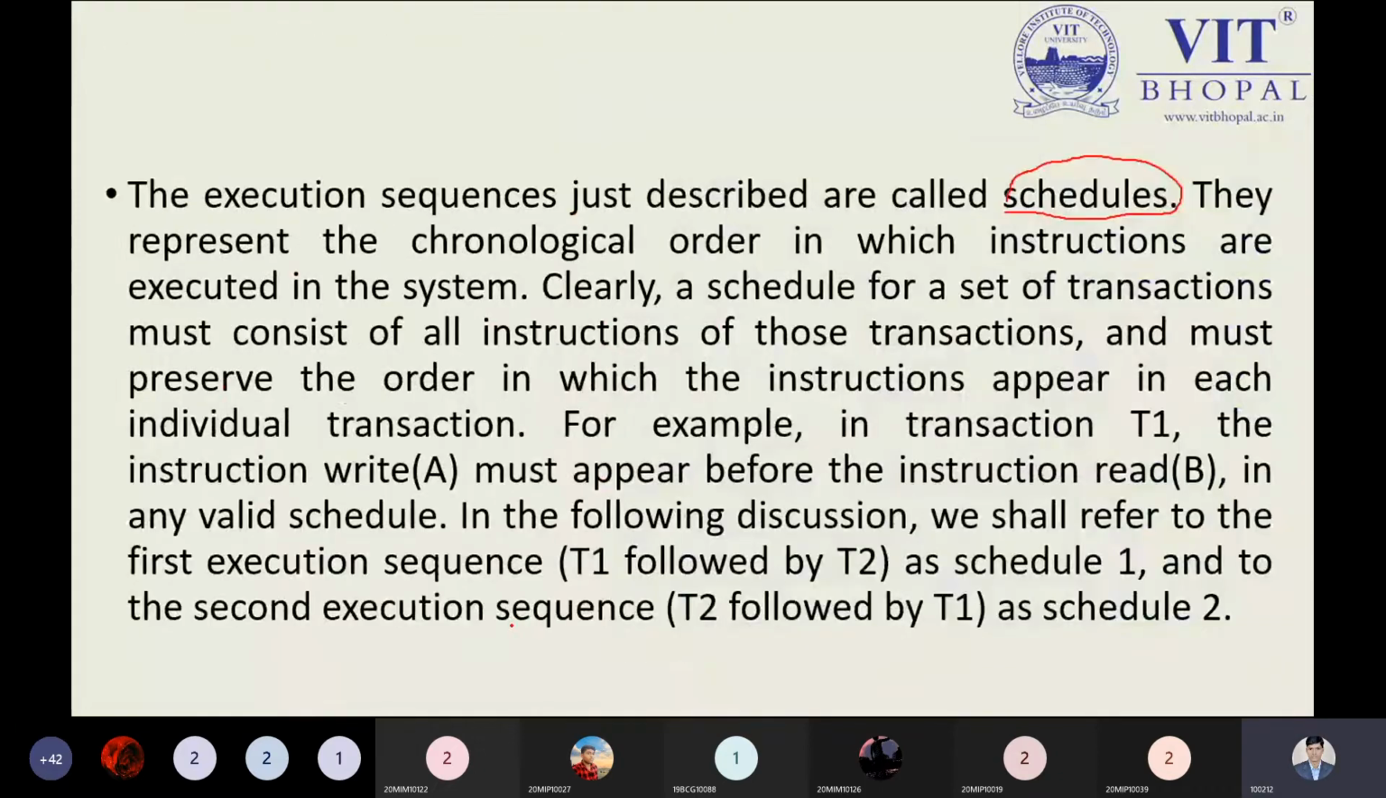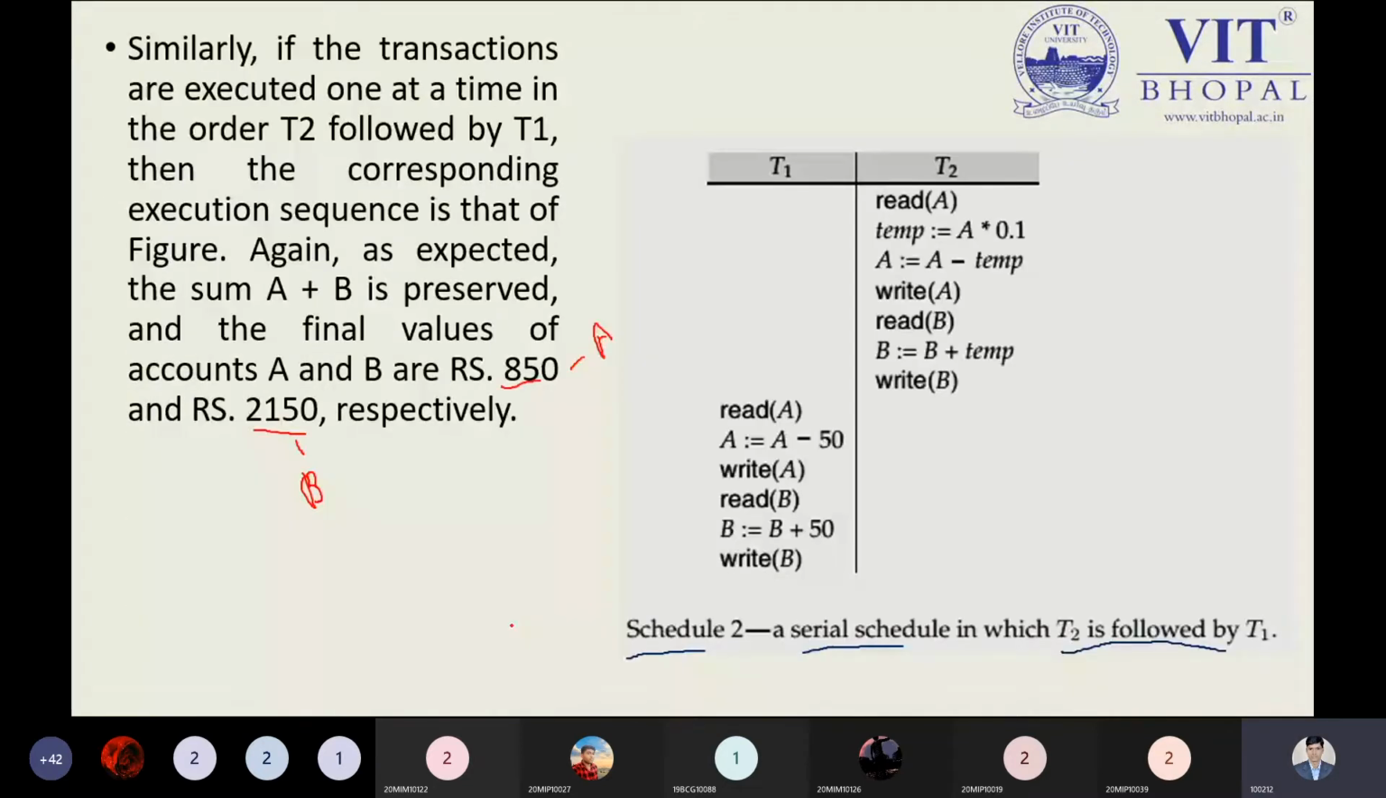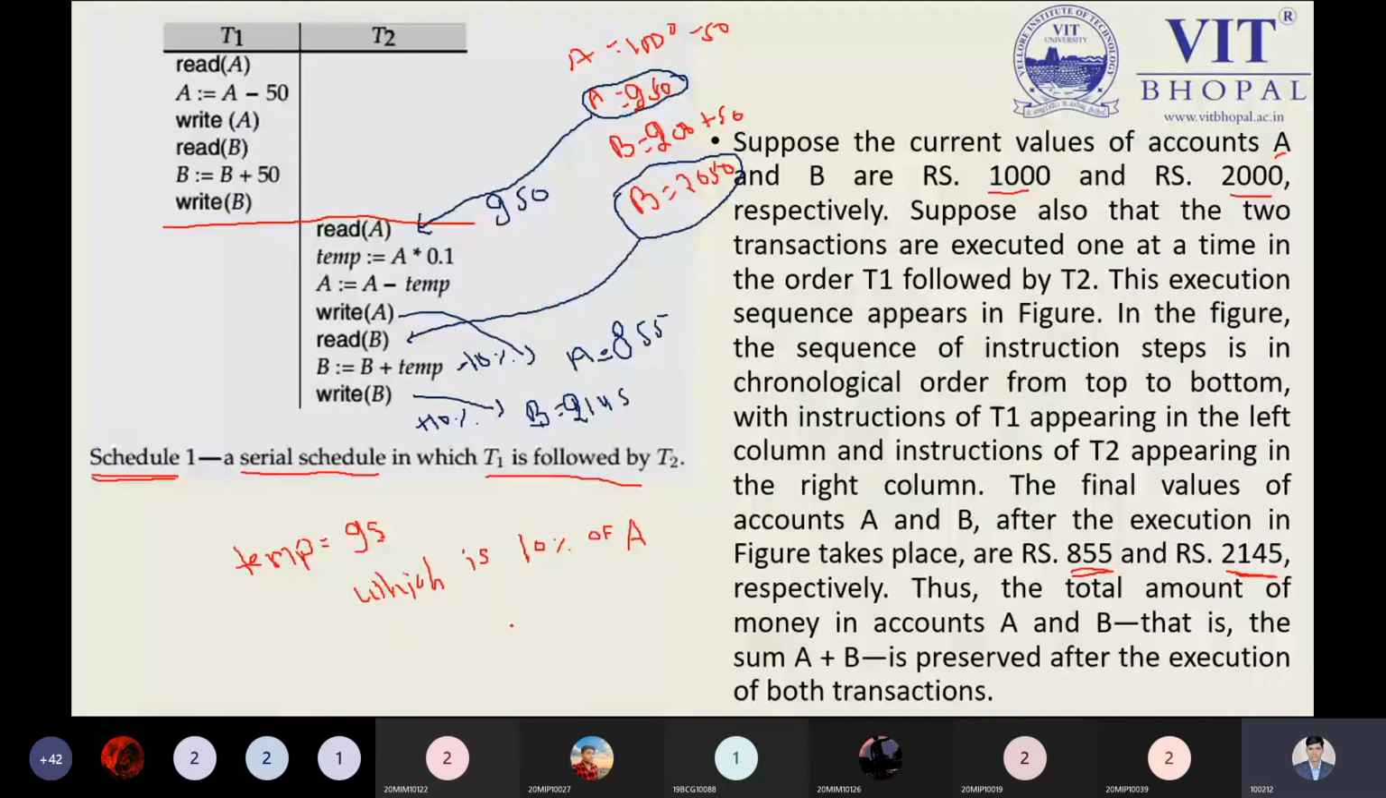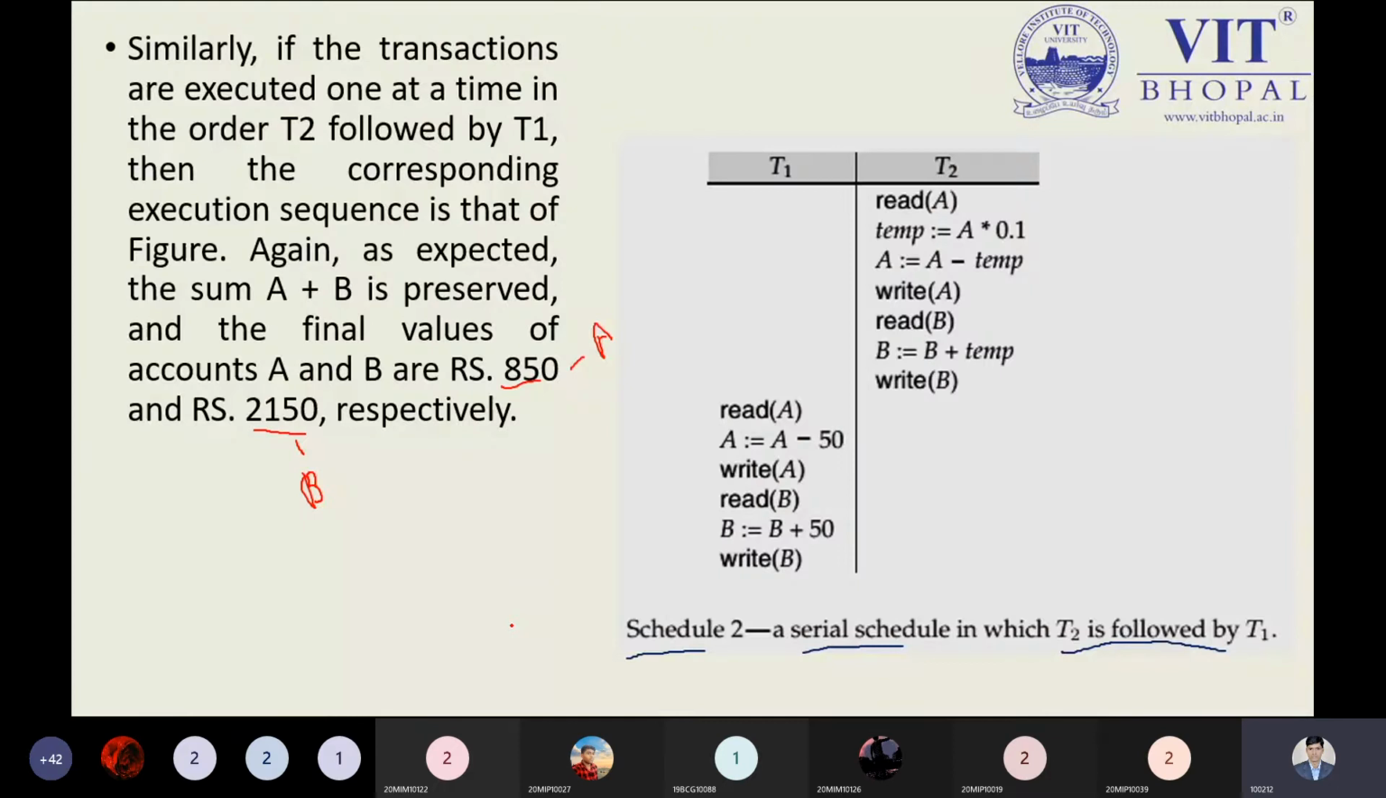Yesterday we have seen this. So in any valid schedule, in our following discussion, you have already seen this point. We refer to the instruction sequence T1 followed by T2 as schedule 1, as we have seen, and the instruction sequence T2 followed by T1 as schedule 2. So we have two schedules. Schedule 1 must be clear to all right now: T1 followed by T2. Now schedule 2 is saying T2 is followed by T1. That is the point you have to keep in mind.